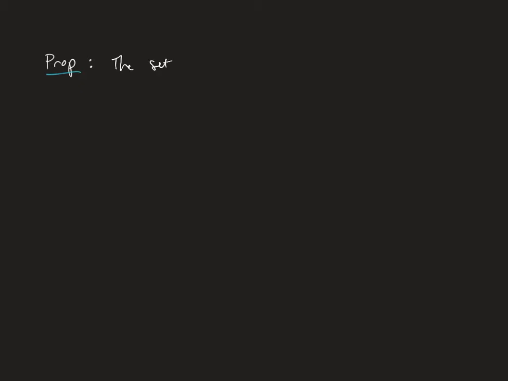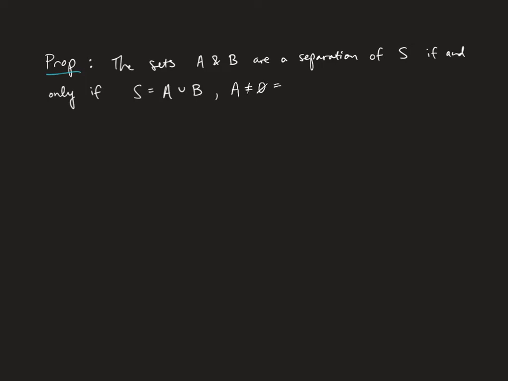The sets A and B are a separation of S if and only if S equals A union B, A and B are not empty, and so this condition here is stronger than disjointness.